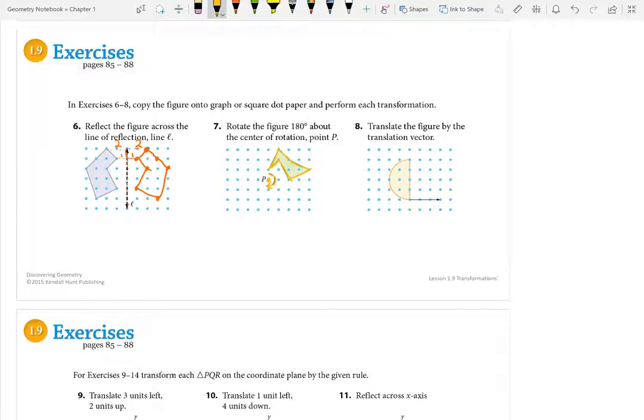Then in number 8, it says to translate the figure with the translation vector. So I'm going to move everything to the right by 1, 2, 3. My new point will be here, and this point will be here, and this point, and this point. And then you can estimate this little semicircle here. So that's your translated image, to the right by 3.